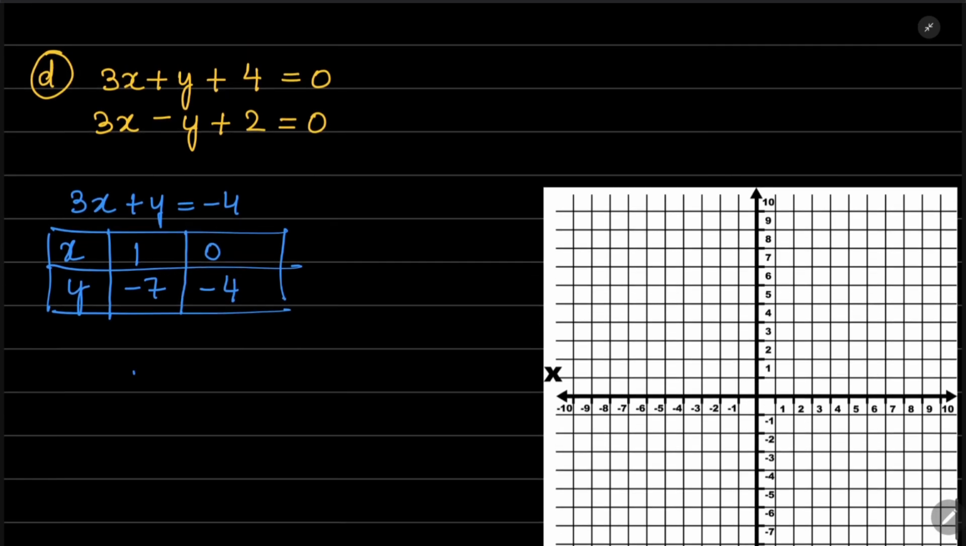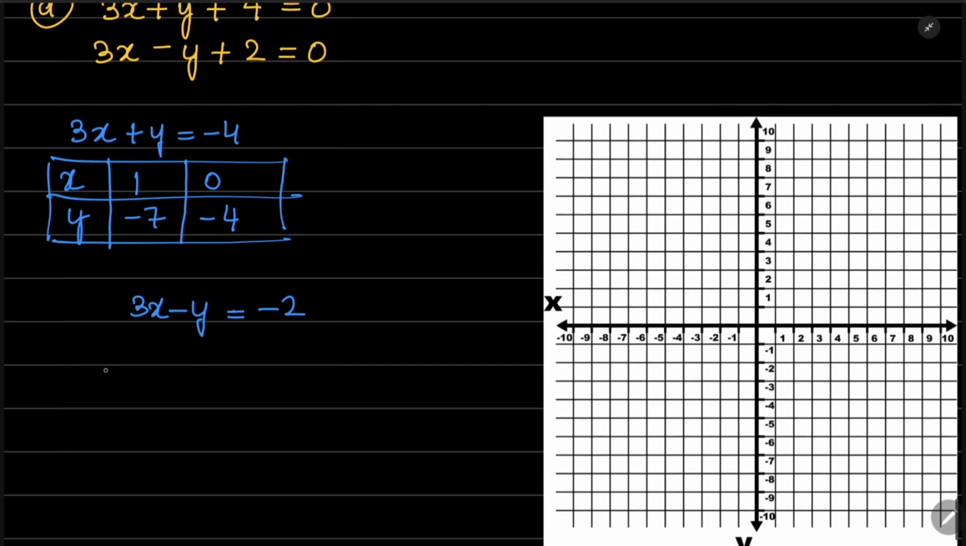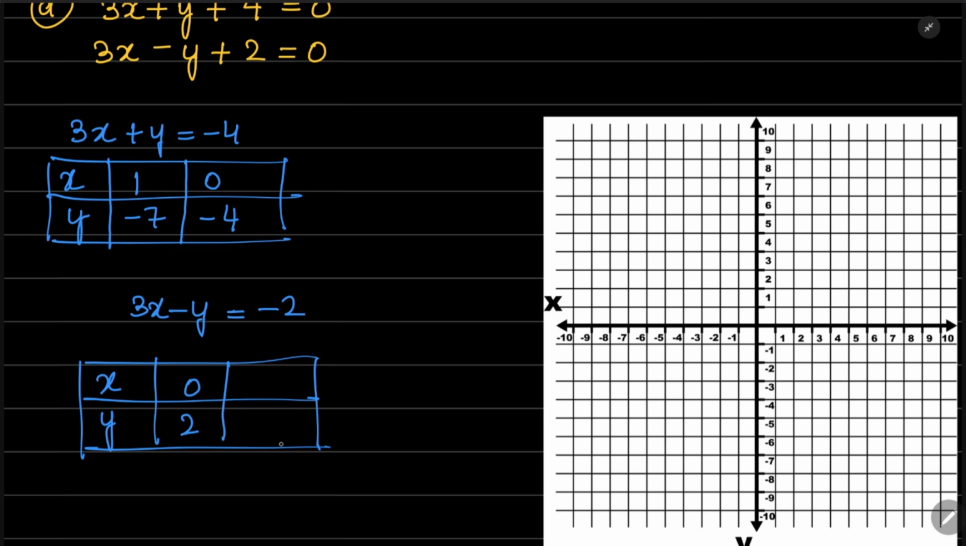Right? For the second equation, that is 3x minus y equal to minus 2. If x is equal to 0, what is y? Y will be 2, right? If x is equal to 1, in that case, 3 will go to the other side, so it's minus 2 minus 3. So minus 5. Minus y equal to minus 5, y equal to 5, right? So this is how you're getting it.